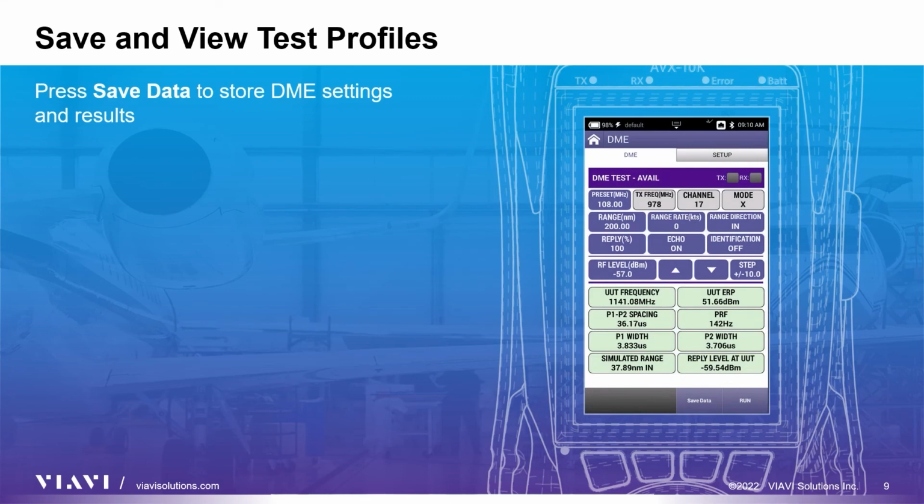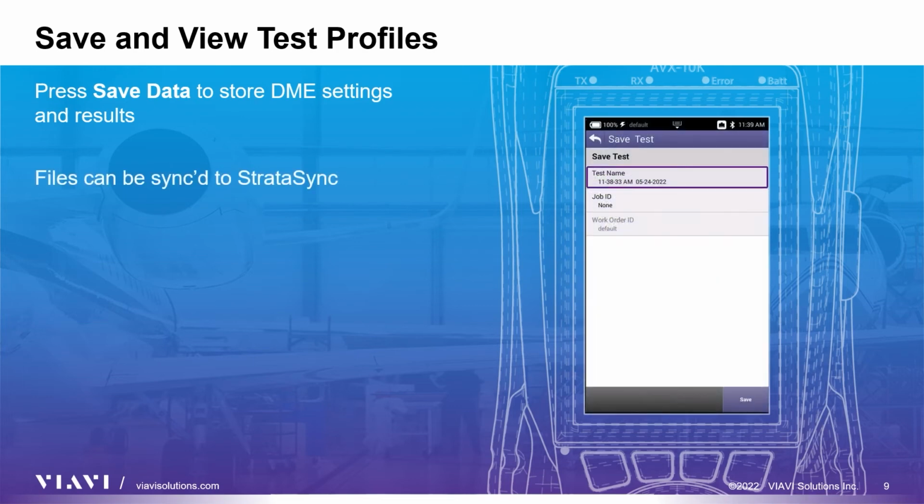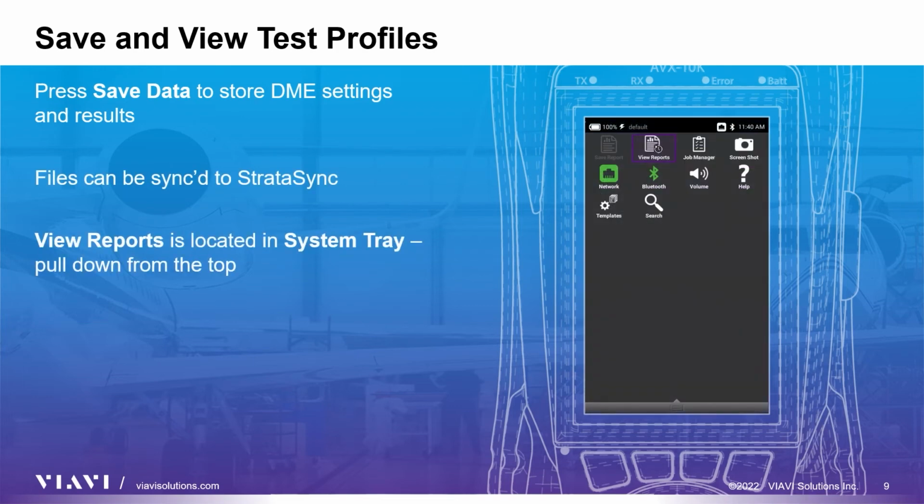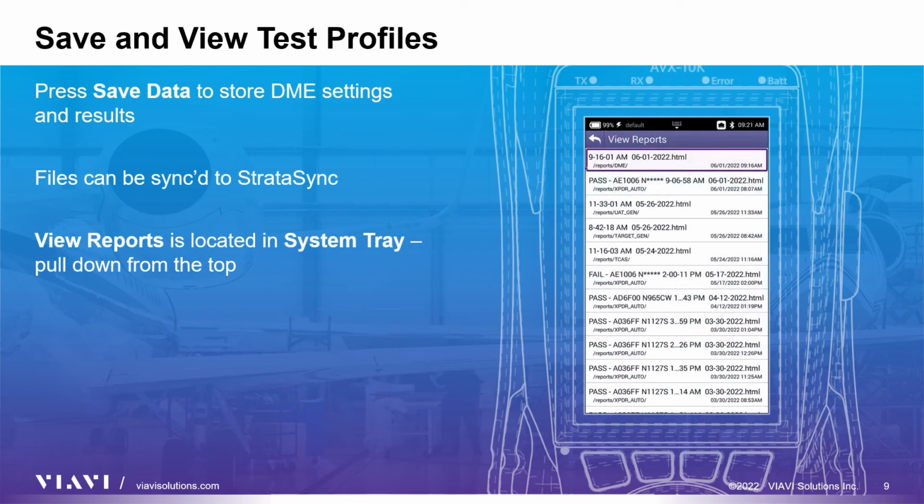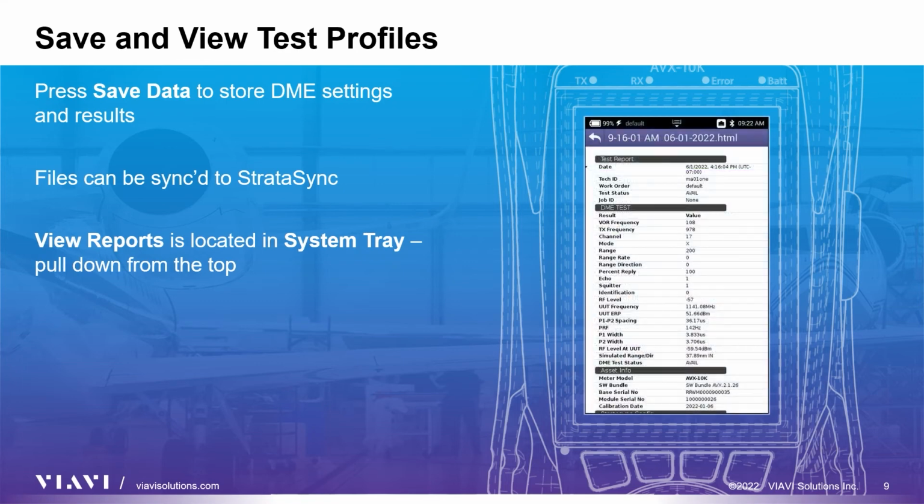If desired, you can save the DME settings by clicking the Save Data button. Files can be synced to StrataSync and can be viewed locally by swiping down on the system tray at the top and clicking on View Reports. Select the DME report to view. The information saved here is the data used to generate the echoed signal along with the measured parametrics from the unit under test.